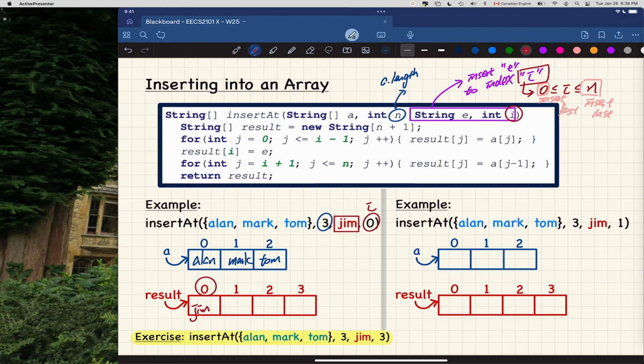Oh, by the way, before that, given that the input array is of size 3, I'm going to create a larger array of size 4 with one extra slot for me, right? That makes sense for the new element. And then what's going to happen is, you can see after index I, which will be 0, what should I put over here? It should be whatever element that used to be in the input array over here. So that means Alan should really go to here. Mark should go to here, and Tom should really go to here, basically.